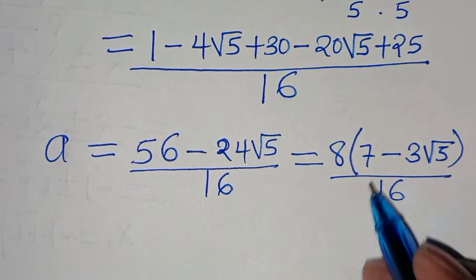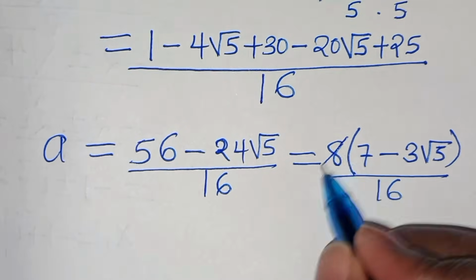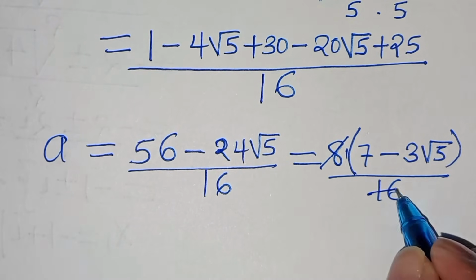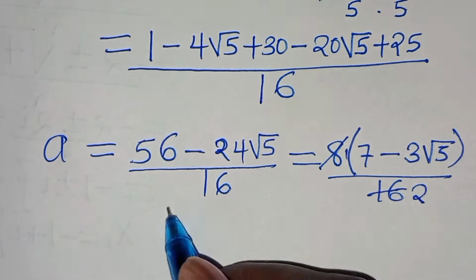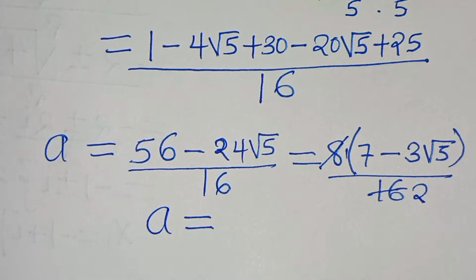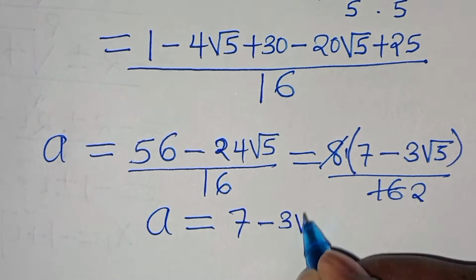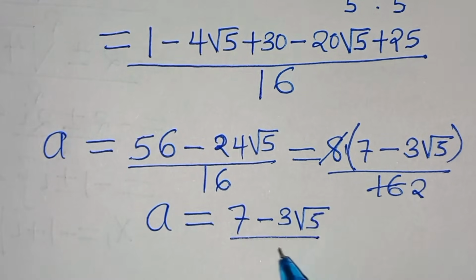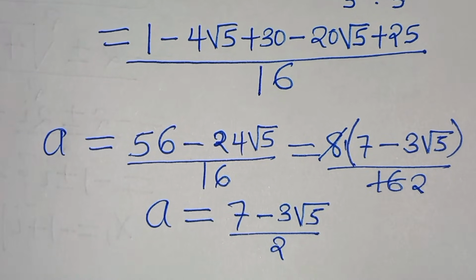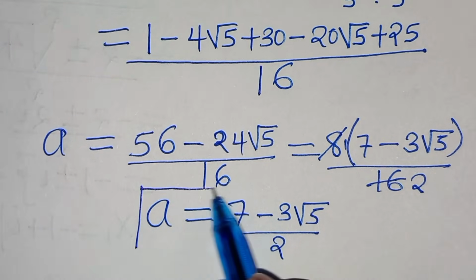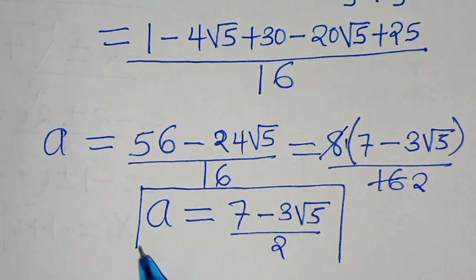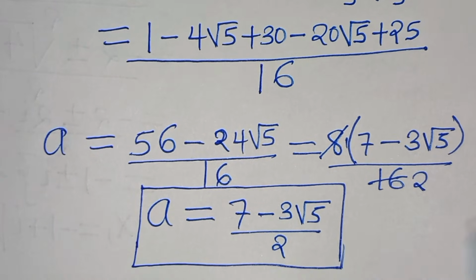And this means we can simplify here. 8 divided by 8 is 1, 16 divided by 8, this is 2. So we have the value of a is equal to 7 minus 3 square root of 5 divided by 2. So this is the value of a. So this is the value of a for this algebra problem.